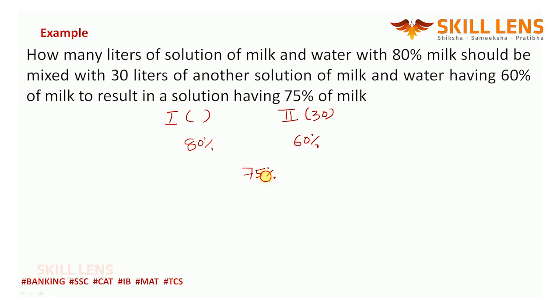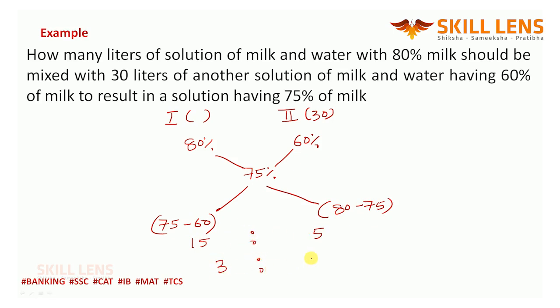75%. The moment you saw it, you knew the concept of alligation. So just use the concept of alligations. The job is a cakewalk. Always highest value minus the least value. So 75 minus 60. So this value is what? 75 minus 60. So how about this value? 80 minus 75. So this will give you 15 and this will give you 5. Can I say the ratio is 3:1?